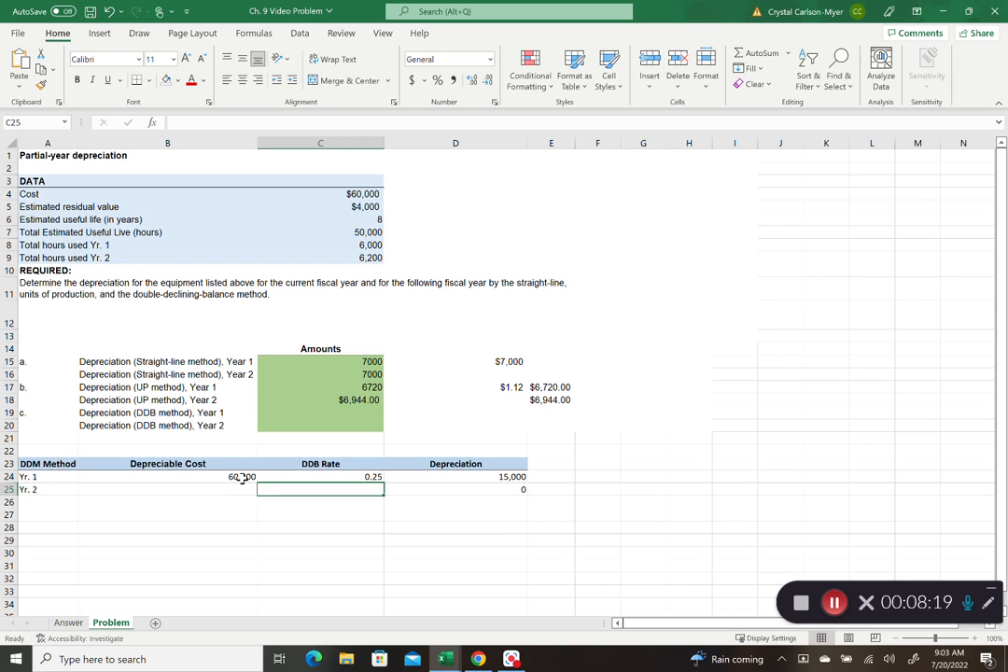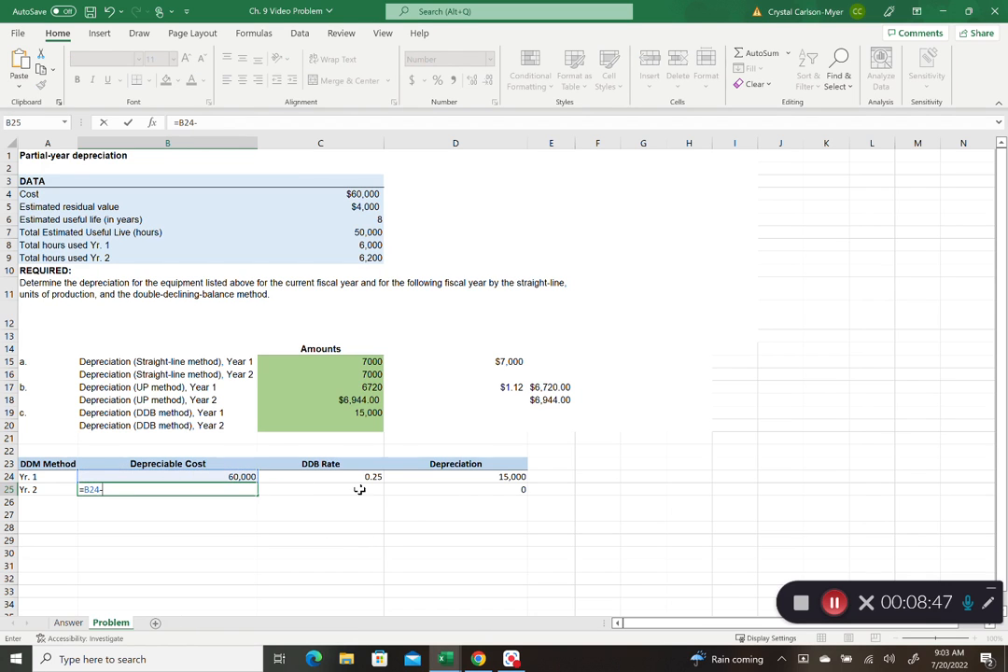So our $60,000 cost, multiply that times the double declining balance rate of 25%, and that gives you $15,000 depreciation for year one. So I'm going to go ahead and just equal that so I have that up here. All right, for year two, our depreciable cost is not $60,000 in year two because we've already depreciated it some. So you're going to have to take your original cost, subtract out any depreciation you took in year one, and our new depreciable cost is $45,000.